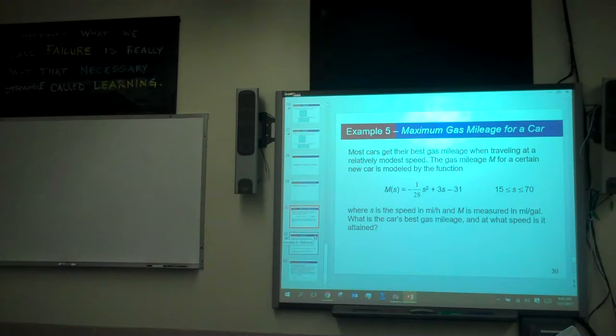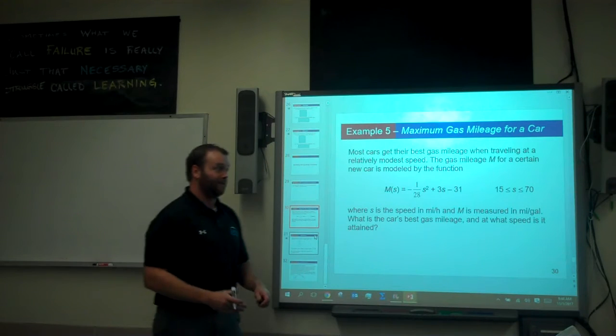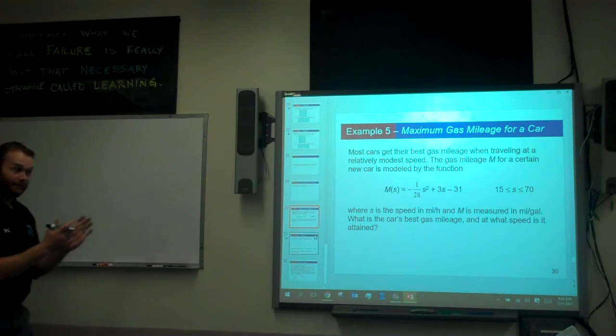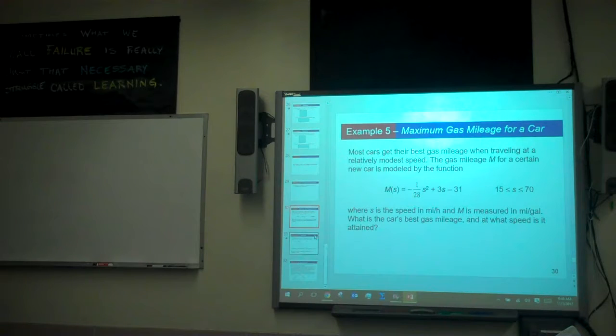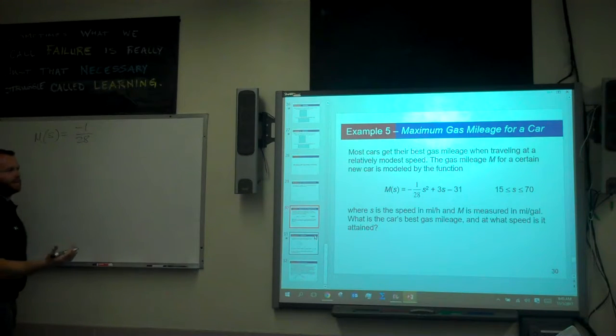Okay, and they're telling us here that the speed that they were going through, they're restricting the domain. They're saying we only tested things from 15 to 70 miles per hour. Okay, so we're trying to find the speed that provides a maximum gas mileage, and that should end up between 15 and 70. Okay, so we got negative. It's pretty easy to do. Negative, if we understand the concept of the opposite, B over 2A.